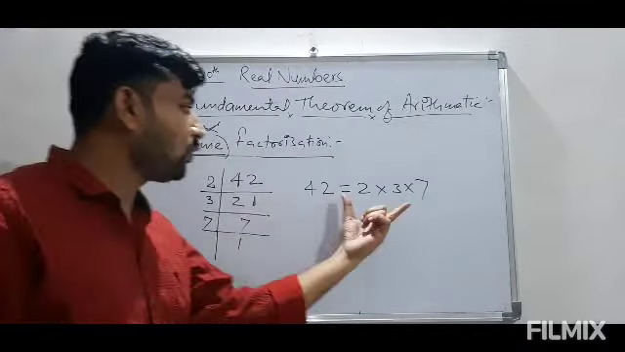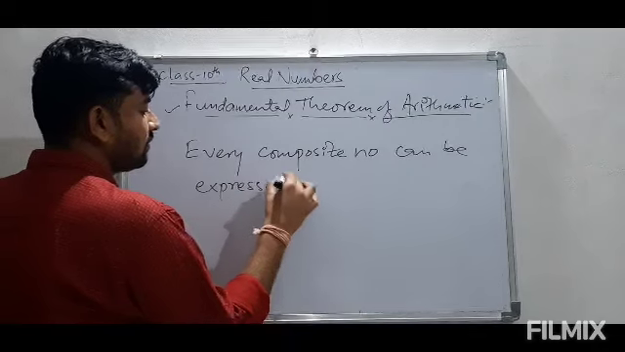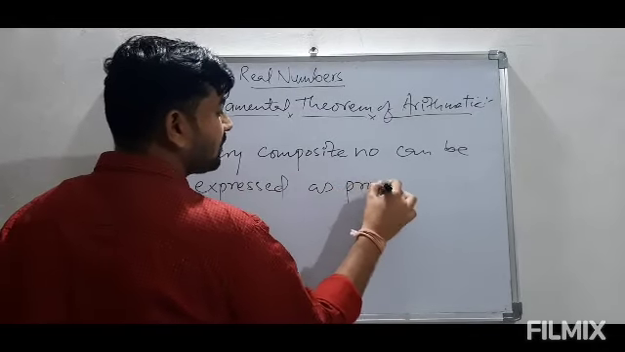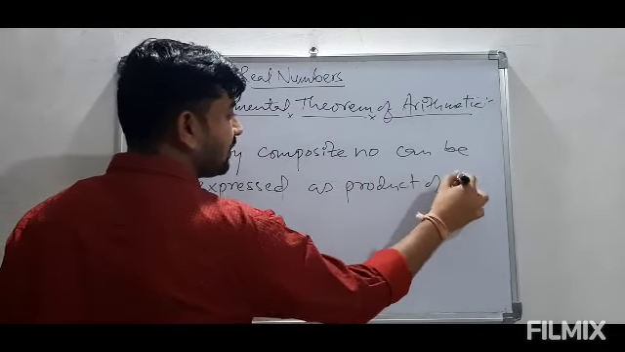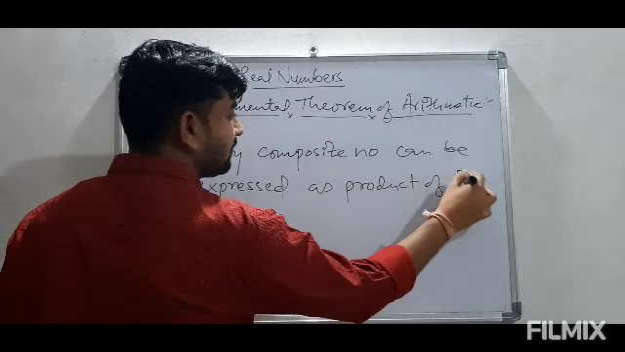Now let us write the statement of this. The statement is like this: every composite number can be expressed as a product of its prime factors. This is the statement of this theorem. Every composite number can be expressed as a product of its prime factors.